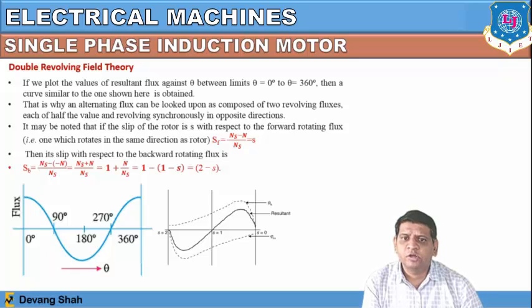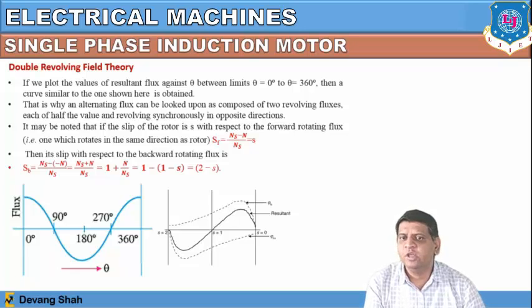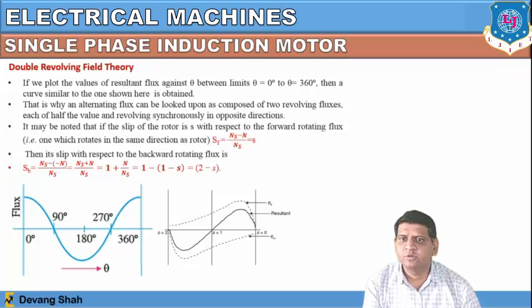Where if you check the slip condition of the rotor, once the rotor is moving in the forward direction, the slip SF is equal to (ns minus n) divided by ns, which is equal to s, where ns stands for the synchronous speed of the rotating magnetic field and n is the speed of the rotor. In the same way, the slip of the backward rotating flux is SB, and that is equal to 2 minus S. This is just the equation based on the slip of the double revolving field theory.